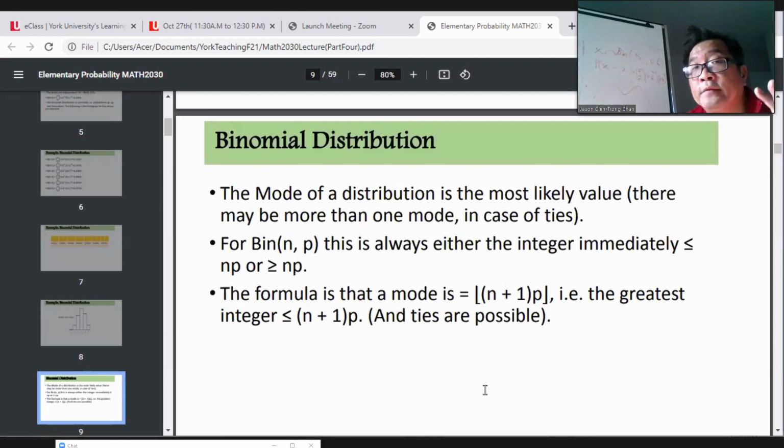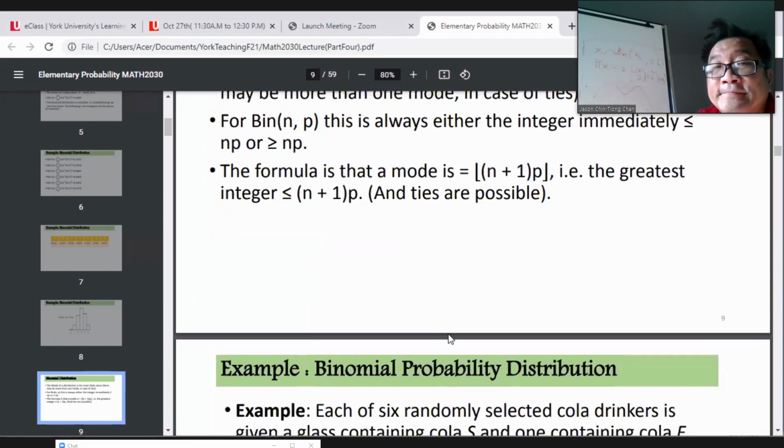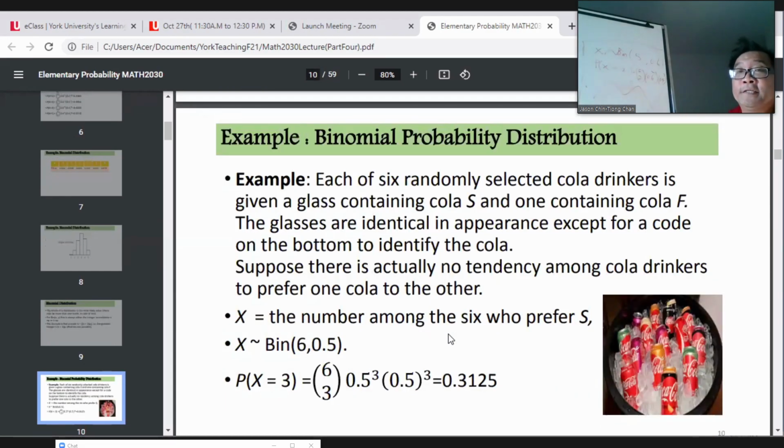Okay, I skip this one first, then I come back. Okay, now go to this example. Of course, they got 6 drinkers, so n equals 6. But why is the p-value 0.5?